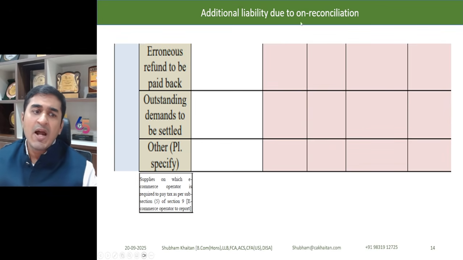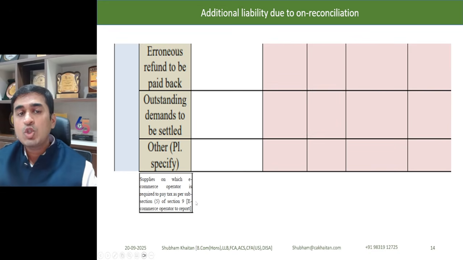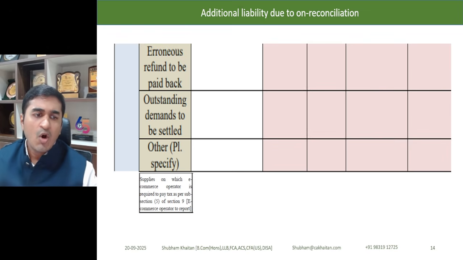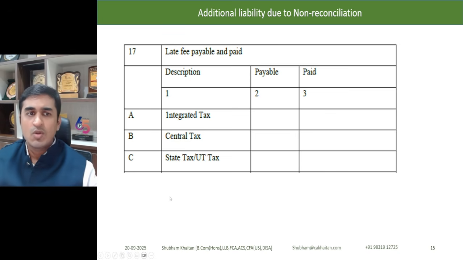Similarly, Part 5, additional reconciliation, additional liability due to non-reconciliation. 9.5 supplies have also been amended, and Part 5 basically, which talks about the total liability payable as per 9C, also has been amended to provide e-commerce 9.5 supplies, which is required to be paid in certain cases.